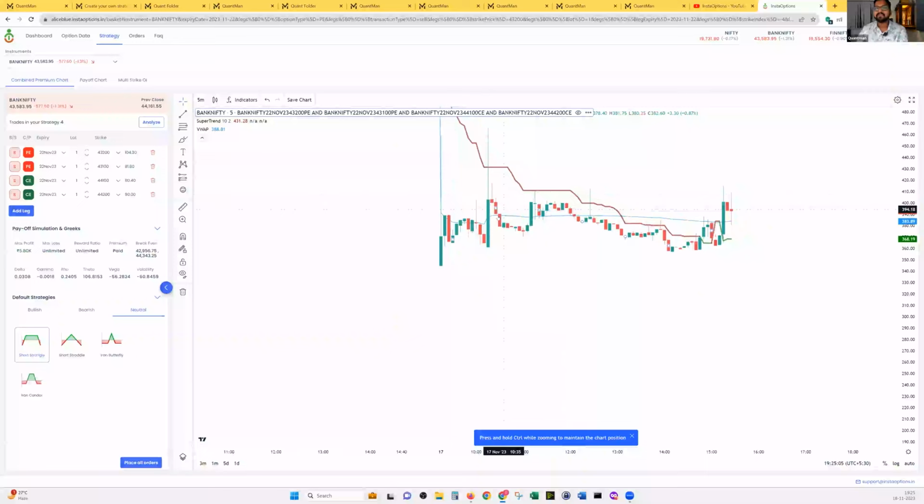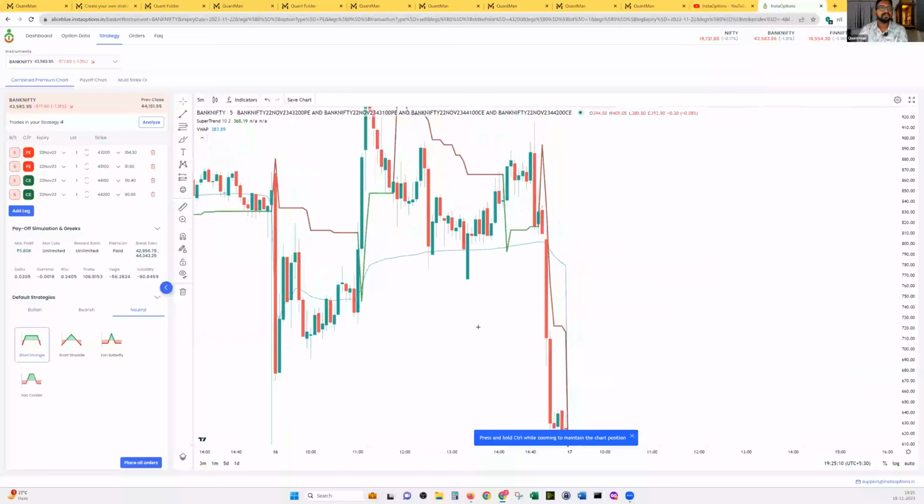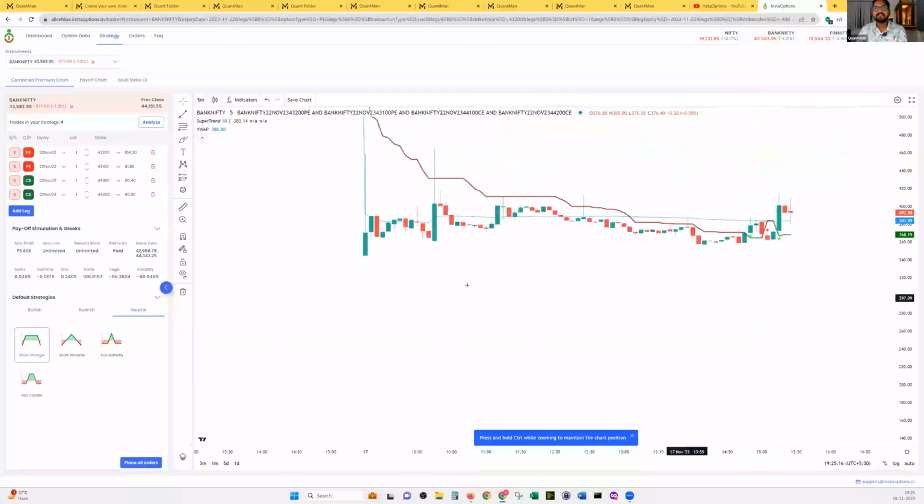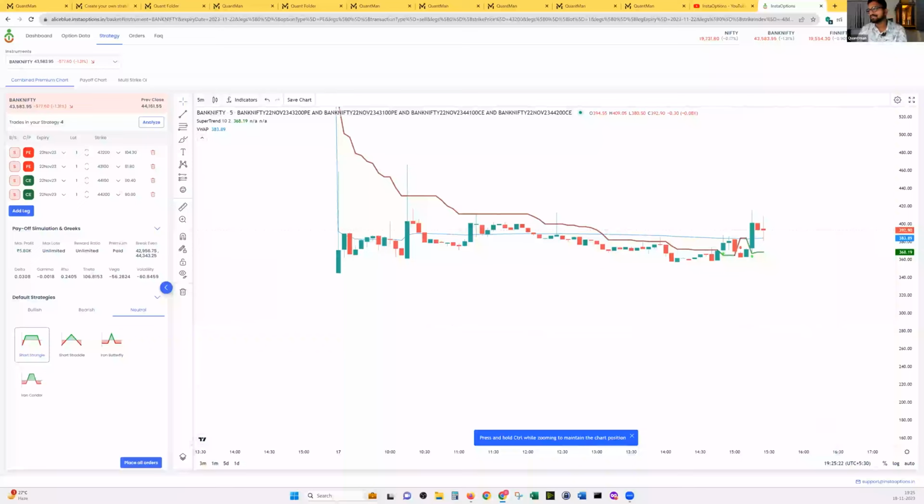So this day was not that good, so let it be. Let me take the same day. If it is an expiry day, it will be eroding like this, coming down like this. Let me try to get the last expiry chart. I think I do have a screenshot. Let me try to bring it for you. Just give me a moment.